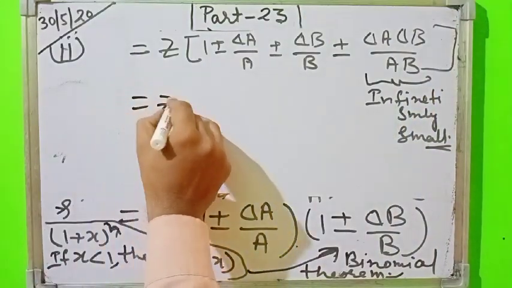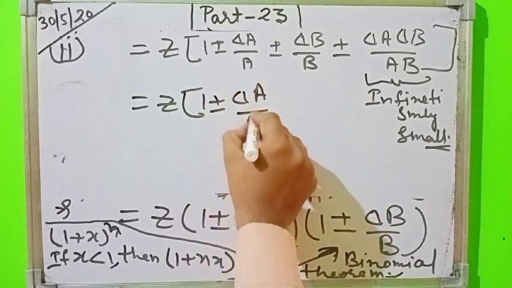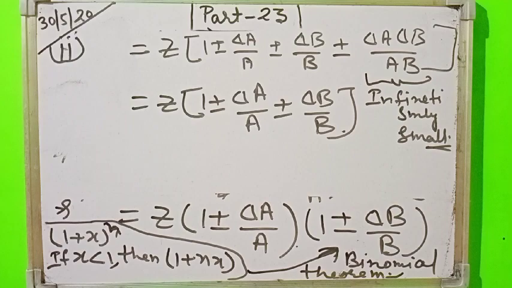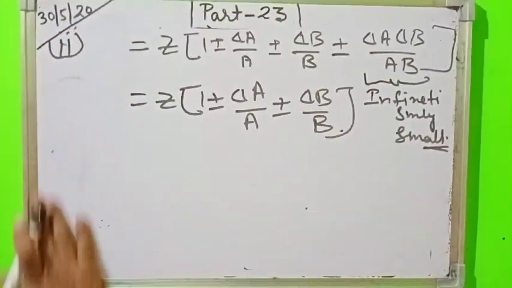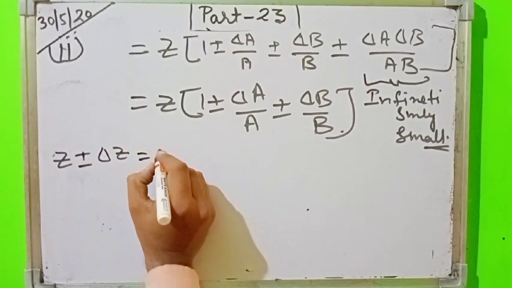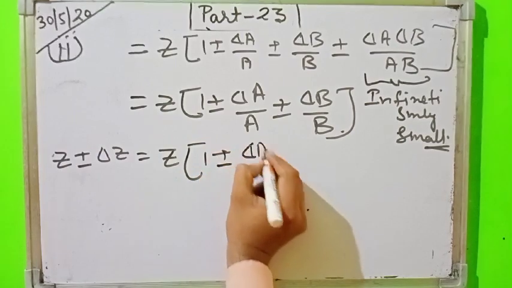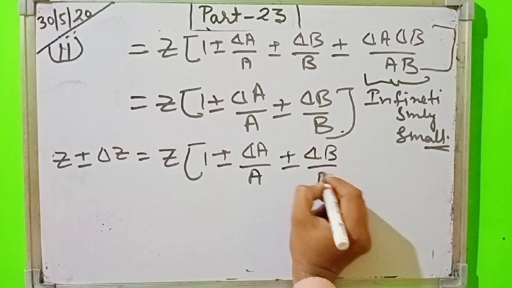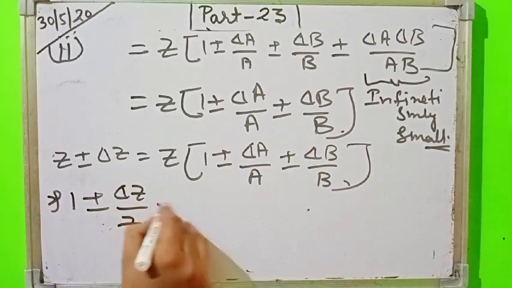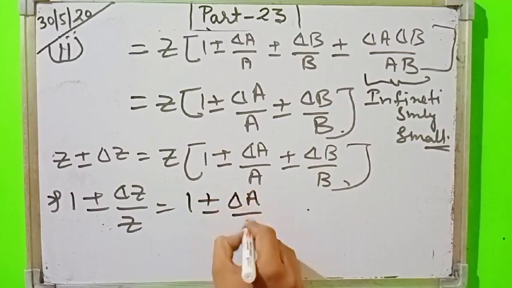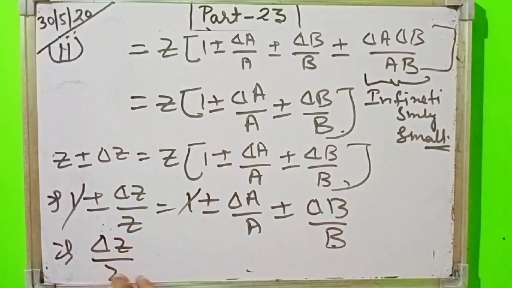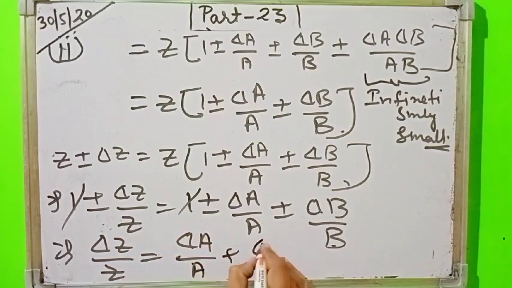And what will we get? Z into 1 plus minus delta A upon A plus minus delta B upon B. And from here, what we will get? Z plus minus delta Z is equal to Z into 1 plus minus delta A upon A plus minus delta B upon B. Now dividing here, we will get 1 plus minus delta Z upon Z is equal to 1 plus minus delta A upon A plus minus delta B upon B. It will be cancelled out, and here also we are going to get del Z upon Z is equal to del A upon A plus del B upon B.